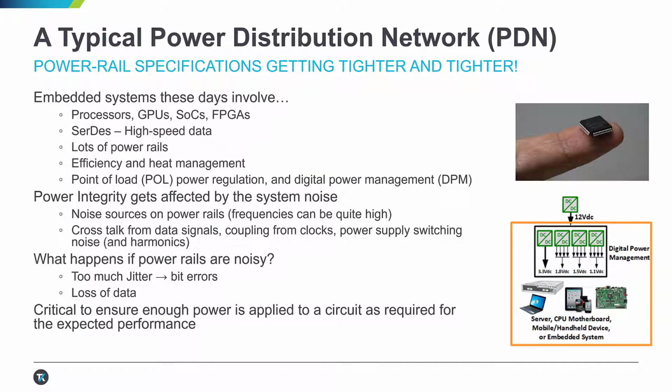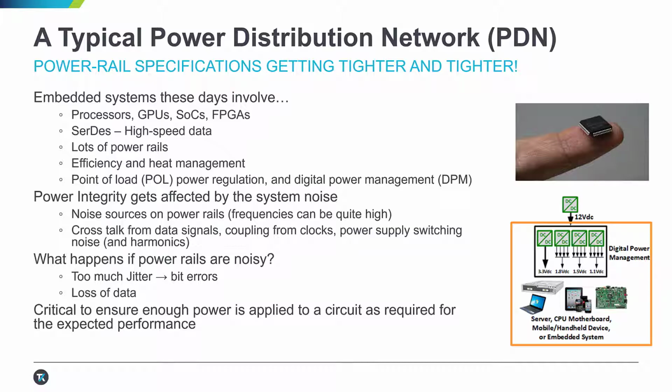So why do we care about power distribution networks and power integrity? Well, the image in the bottom right is a basic diagram of what a typical power distribution network looks like. It has DC to DC converters. It may have AC to DC converters further upstream. May have linear regulators down towards the point of load or POL sources.